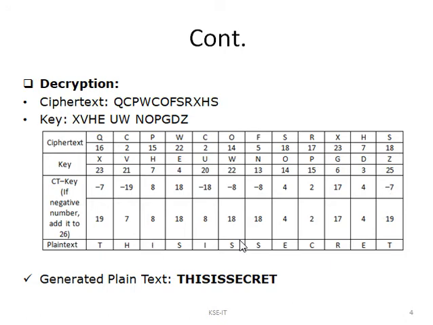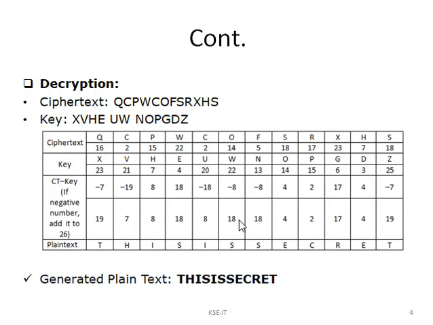Now see the result. If the number is negative, then you have to add 26 to that number. Minus 7 plus 26, you will get 19. Minus 19 plus 26, you will get 7. 8 is greater than 0, so write it as it is. 18 is also greater than 0, write it as it is. Minus 18, which is a negative number, so add 26 to minus 18. Minus 18 plus 26 gives you 8.